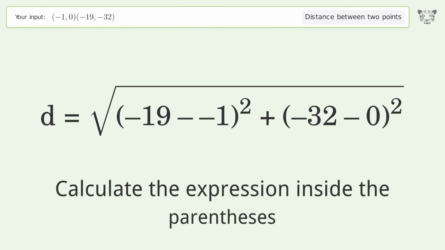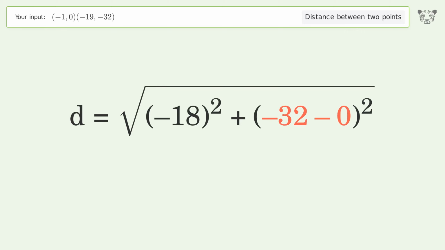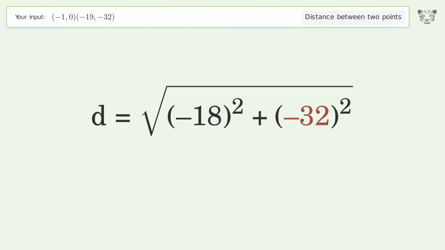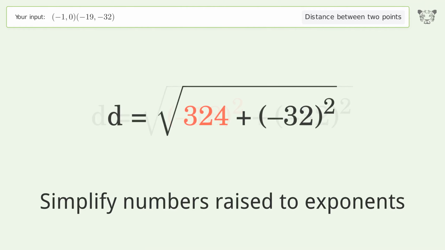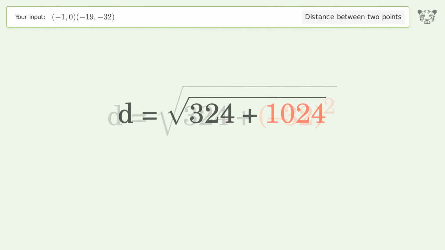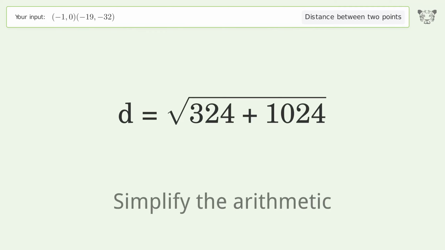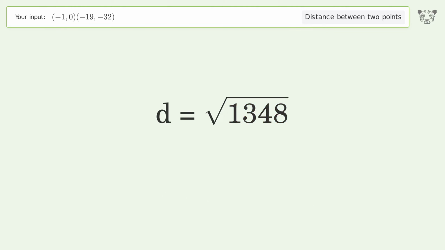Calculate the expression inside the parentheses. Simplify numbers raised to exponents. Simplify the arithmetic. And so the distance between the 2 points is the square root of 1348, or 36.715.